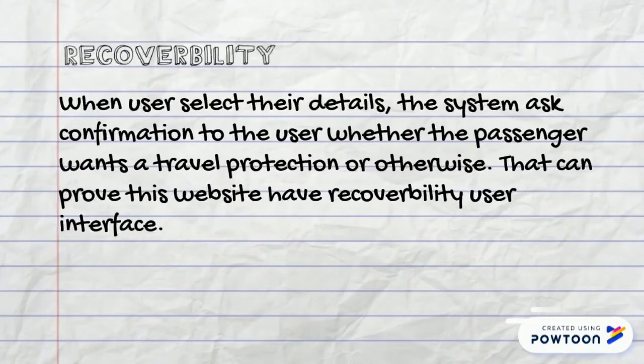For the third user interface design principle, we use recoverability. When users select the details, the system asks for confirmation from the user whether the passenger wants travel protection or otherwise. That can prove this website has a recoverability user interface.